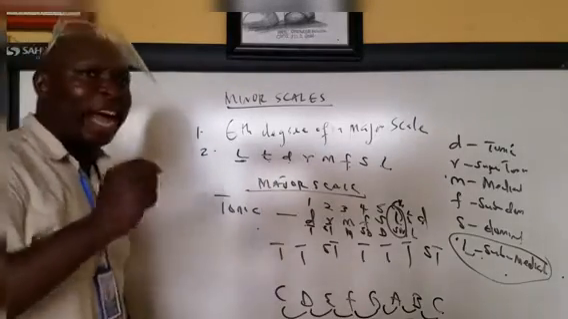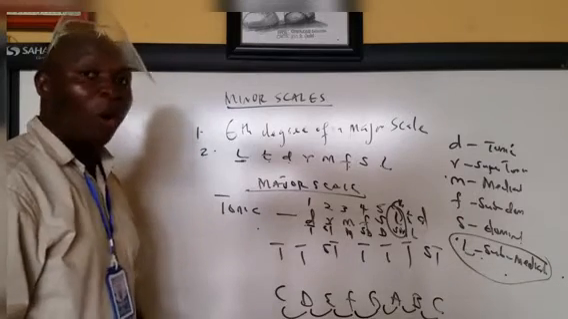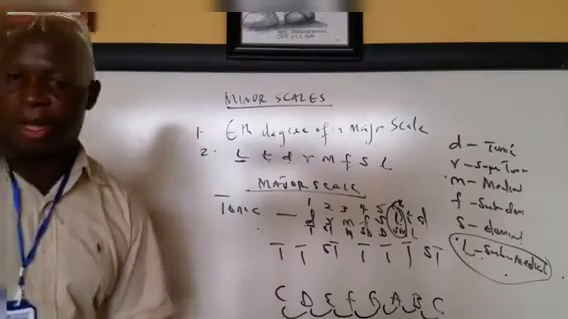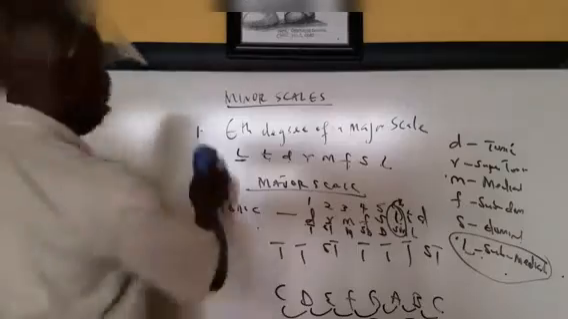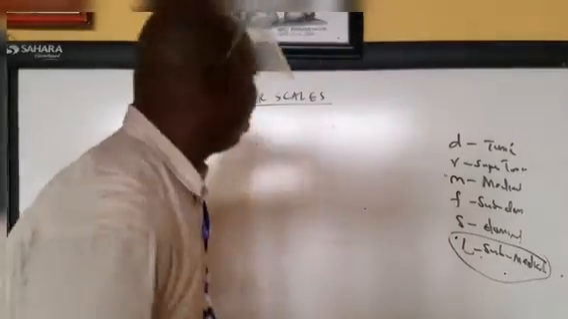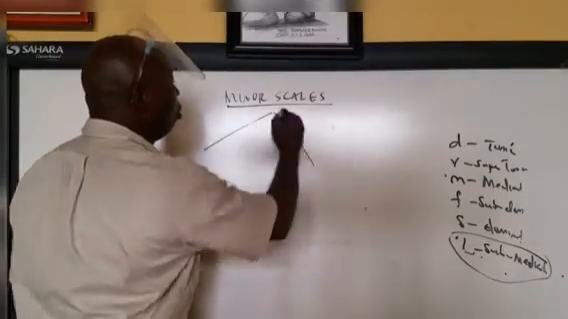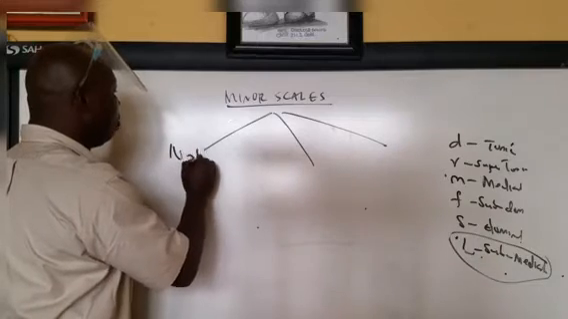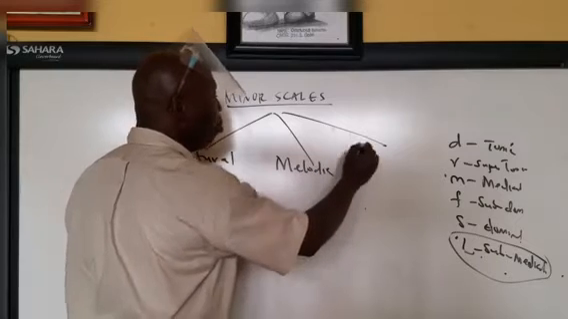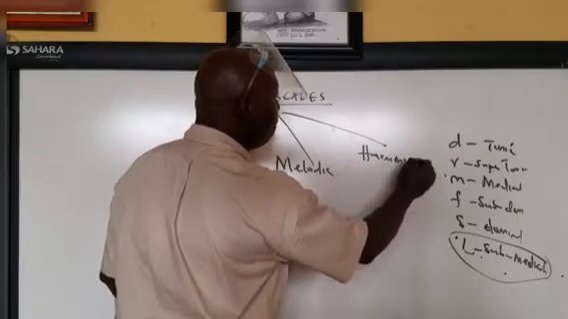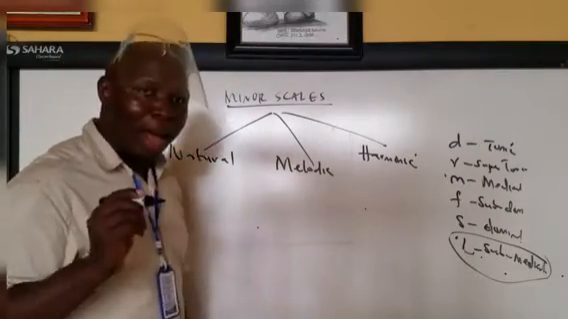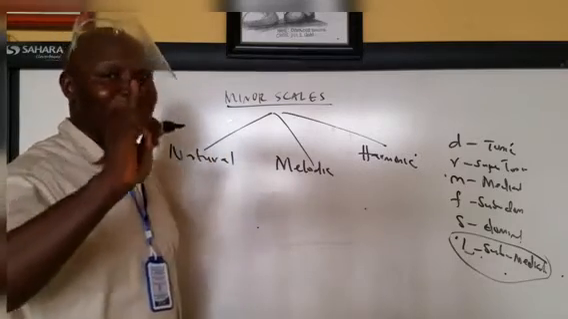Let's talk about the types of minor scale. There are three types of minor scale. I know some of you know it is in your e-notes. Number one, we have the natural minor scale. We have the melodic minor scale. And we have the harmonic minor scale. Write it down: natural minor scale, melodic minor scale, and the harmonic minor scale.